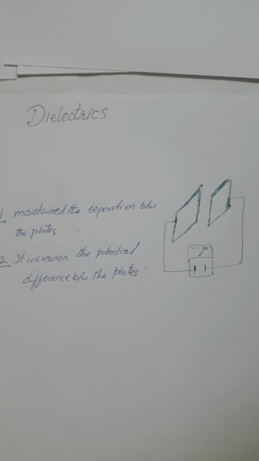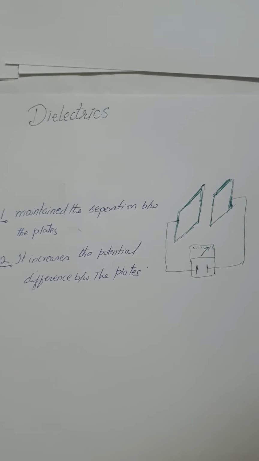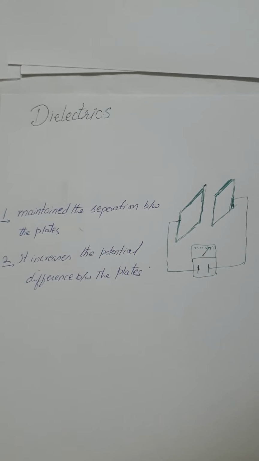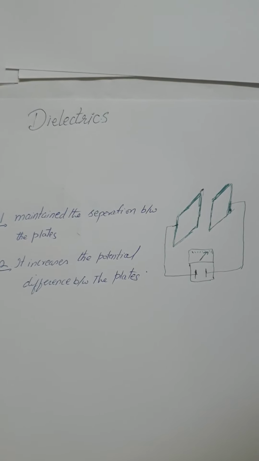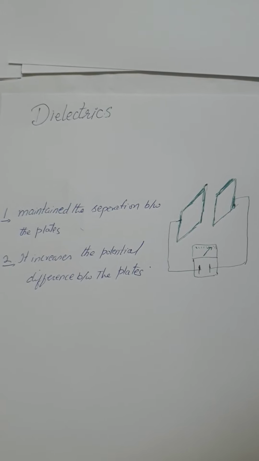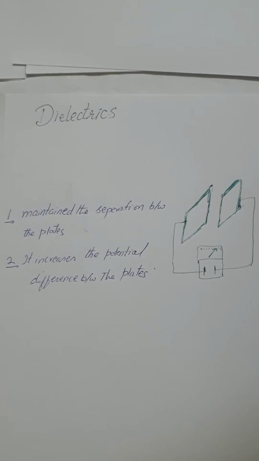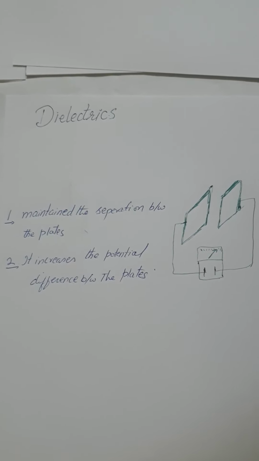Many dielectric materials have the tendency to tolerate stronger electric fields without breakdown. Because of this strength, they allow a capacitor to sustain a higher potential difference, and a greater amount of charge and energy is stored.